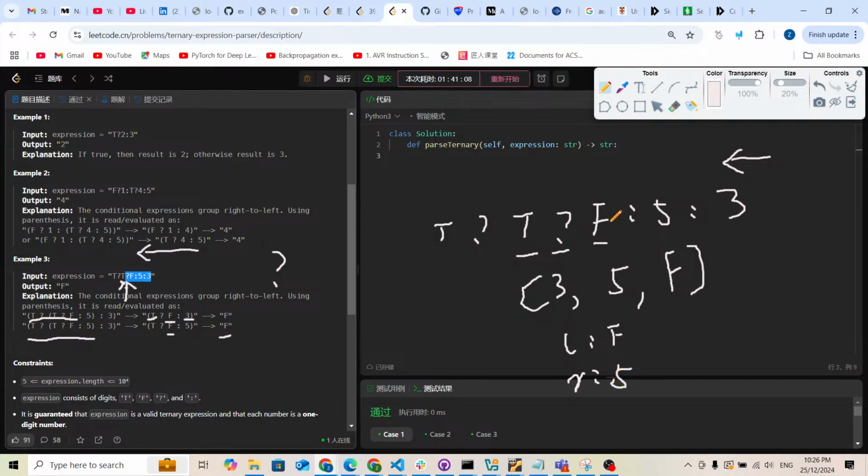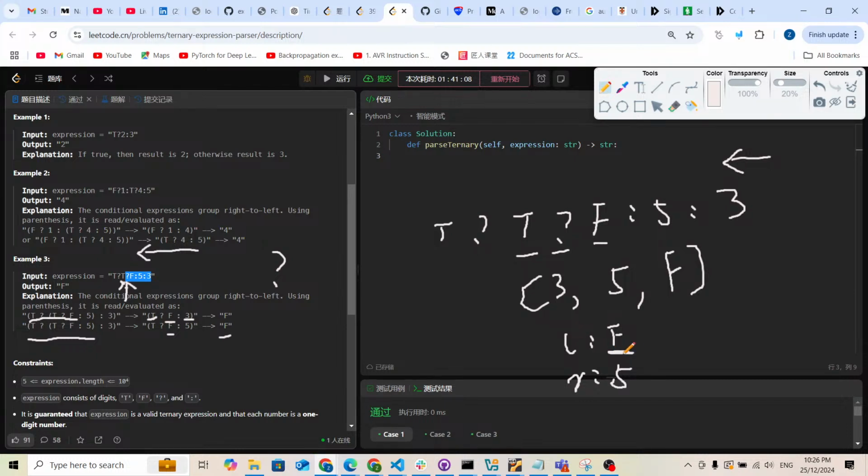So this means this is a question mark. At the left side, there's the F, and at the right side, there's a 5. So now we are finding this character T, and we need to choose the left side. So this means we're gonna choose this character F.